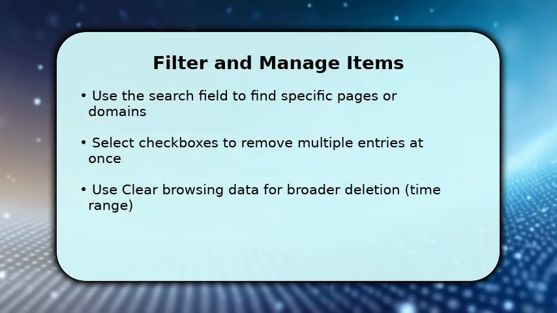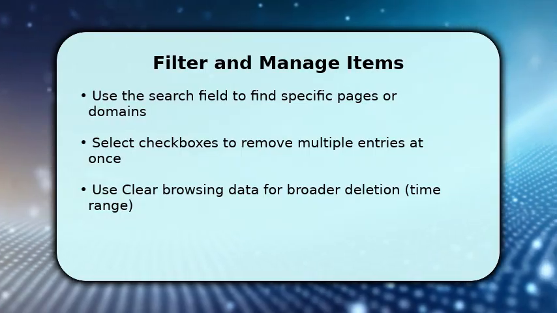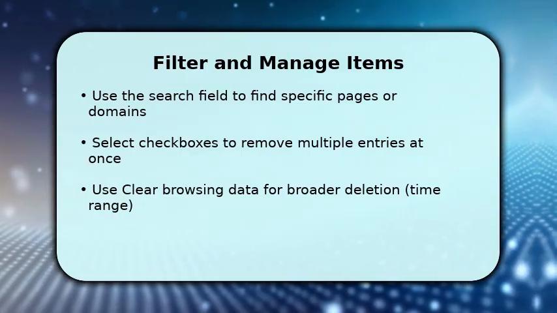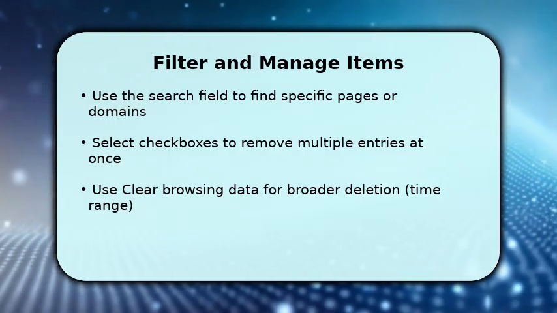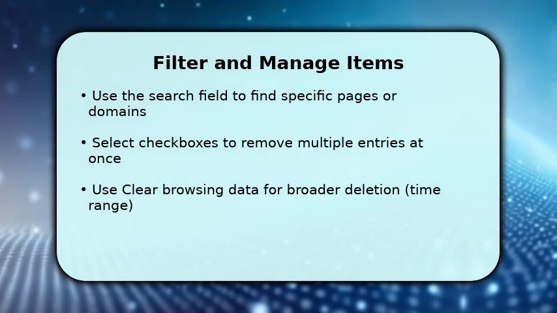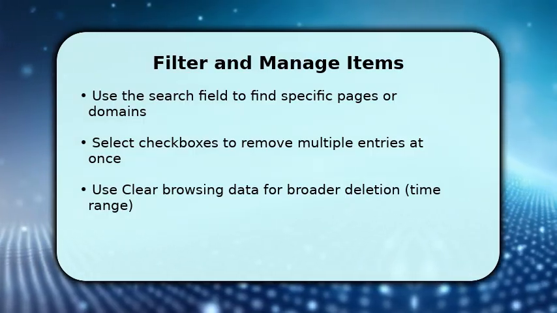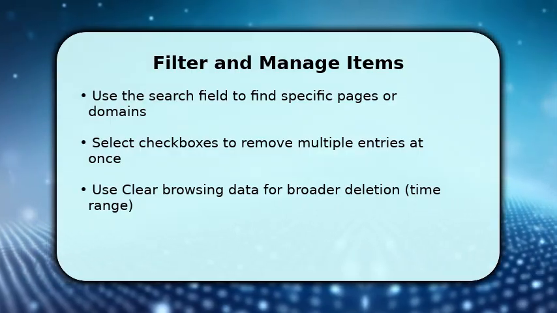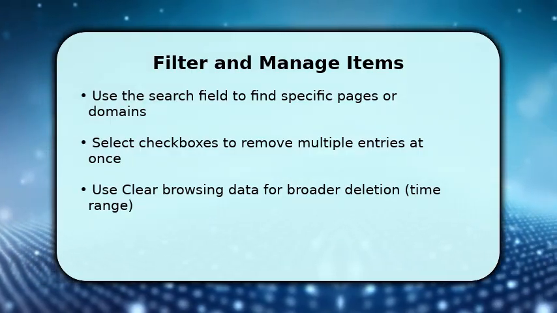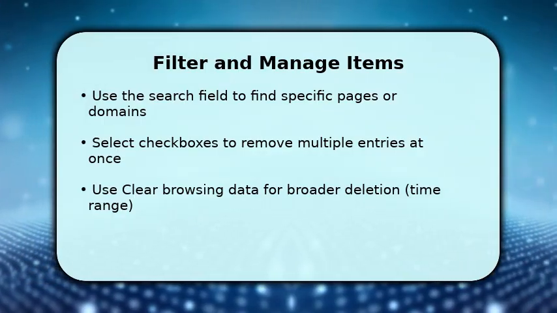Now you'll refine and act on entries. Type a site name or keyword into the history search to isolate relevant visits. This speeds up cleanup and review. Once results appear, check individual boxes to delete specific rows or click the three-dot menu next to an item for more options. If you need a comprehensive wipe, choose Clear Browsing Data, pick a time range, then select Cached Images, Cookies, or History. This gives you control over what stays and what goes.